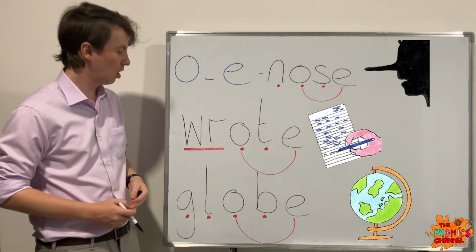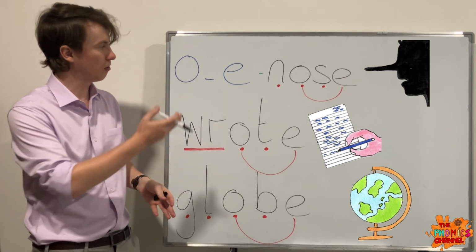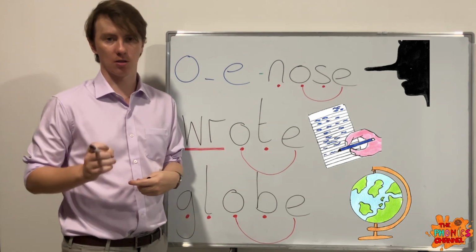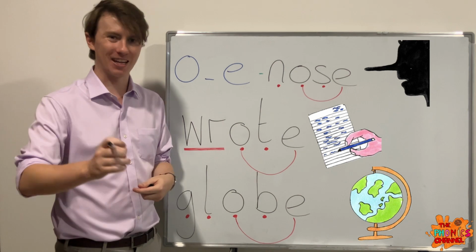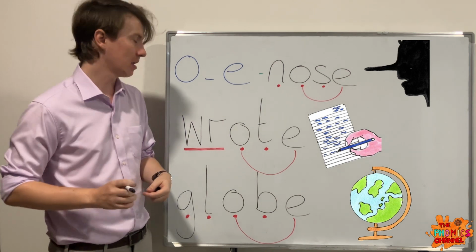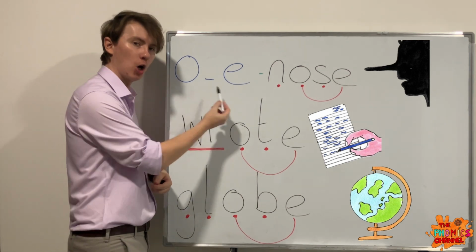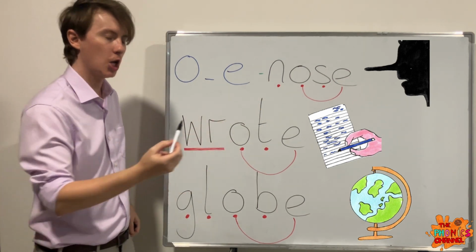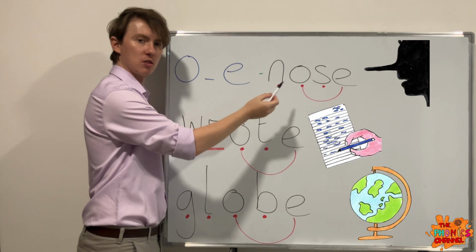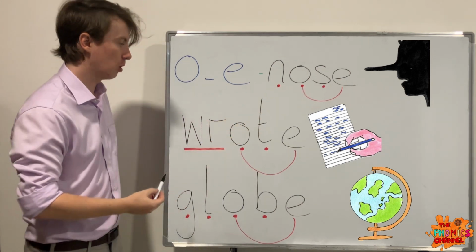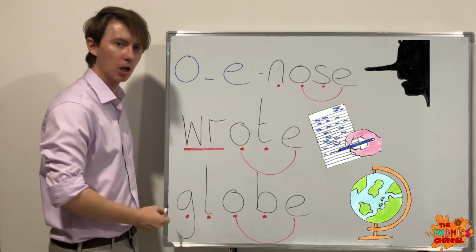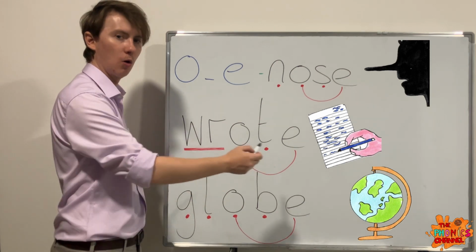Okay, the world. So let's go through them all again together. Make sure you're practicing at home with me like always, so we can practice to speak better together. Okay, and we have O, O, O. Nose, N-O-S, nose. Wrote, R-O-T, wrote. And globe, Gl-O-B, globe.